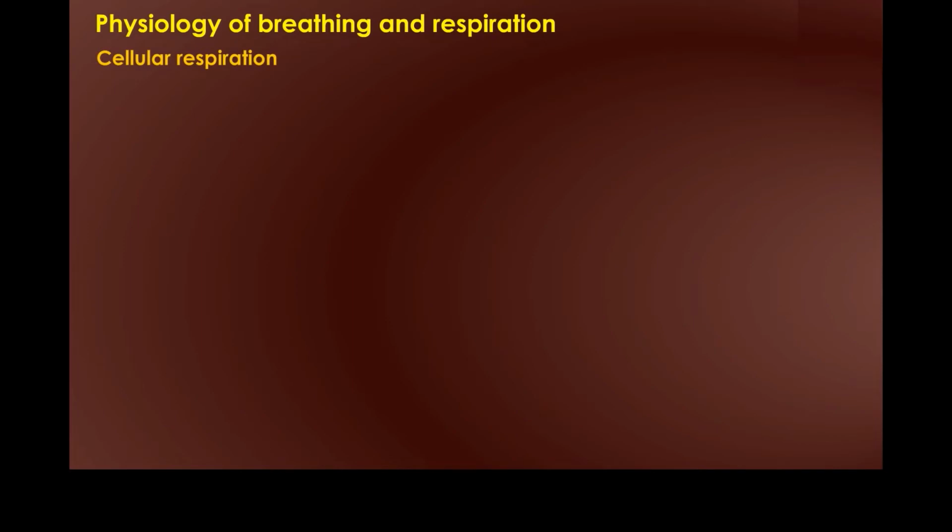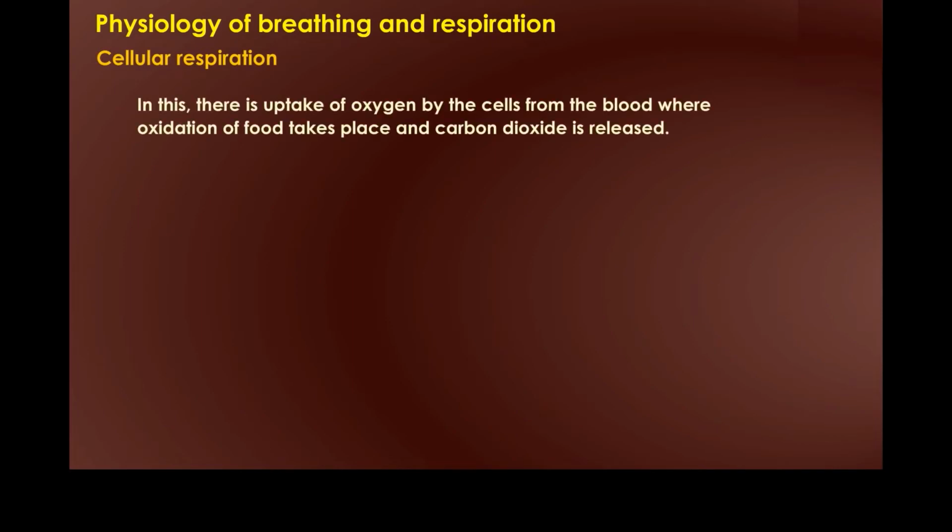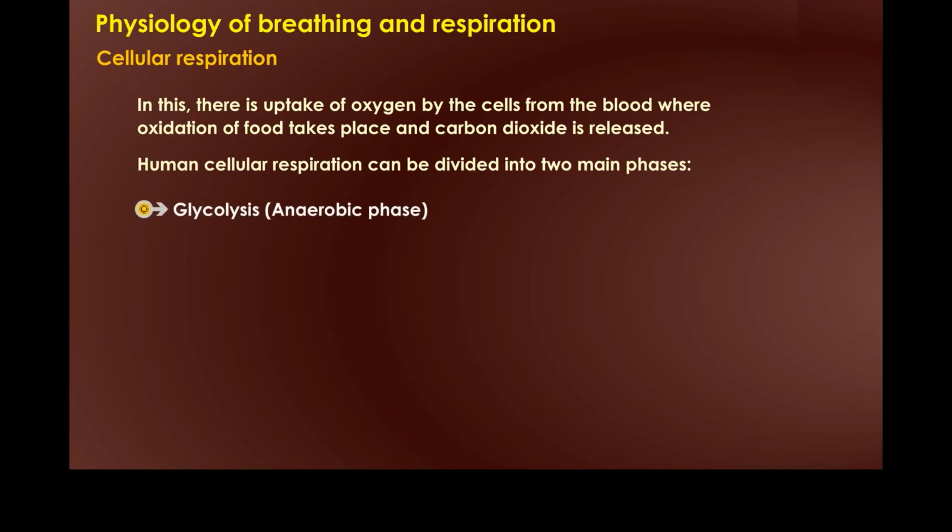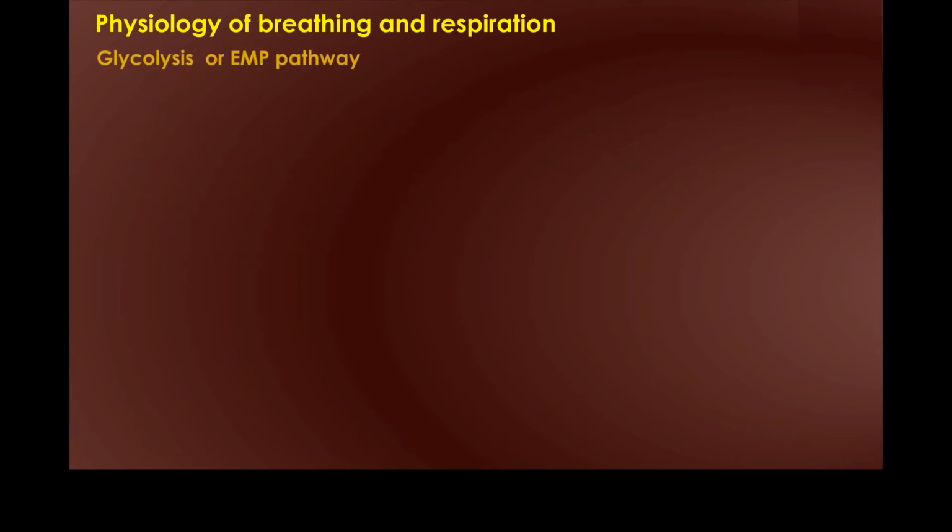Cellular respiration. In this, there is uptake of oxygen by the cells from the blood where oxidation of food takes place and carbon dioxide is released. Human cellular respiration can be divided into two main phases: glycolysis, anaerobic phase; Krebs cycle, aerobic phase.